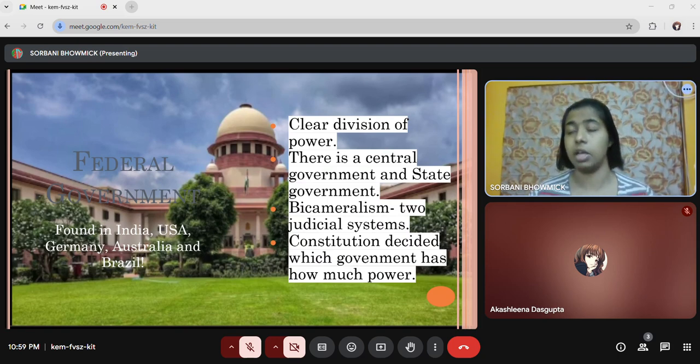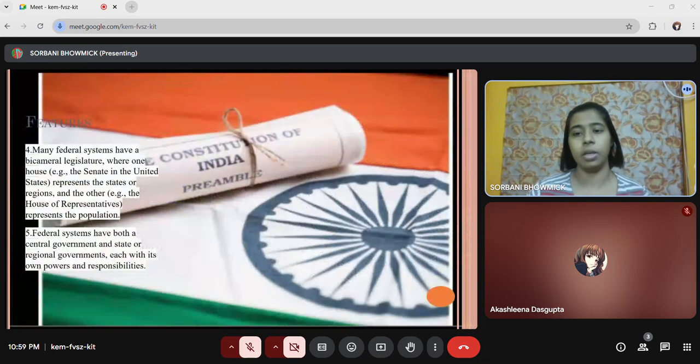BSF, yes. We had CBI and CID. The Supreme Court decided which of them will be used for enforcement of laws. Then, moving on to the next one, many federal systems have a bicameral legislature. Yes, bicameral legislature means two houses of the parliament.